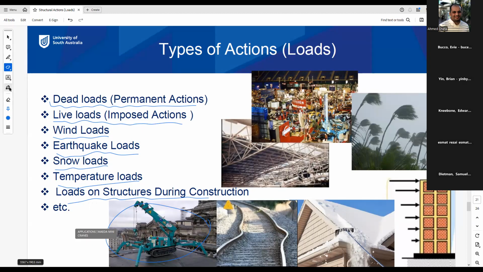And in our course, what we will be looking at is dead load or permanent action, live load or imposed action, and wind load. All the others are not involved in our calculations, but this is just to let you know what are the possible types of loads you may have on a structure. So our focus in this course will be only on dead load or permanent actions, live load or imposed actions, and wind load. Okay?